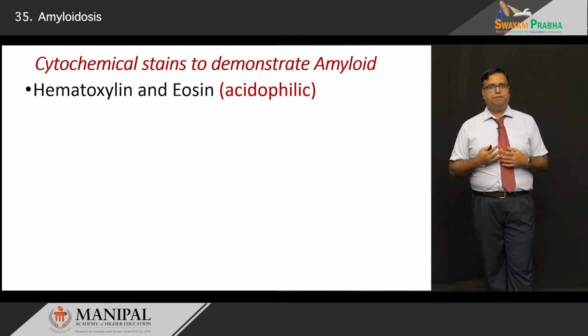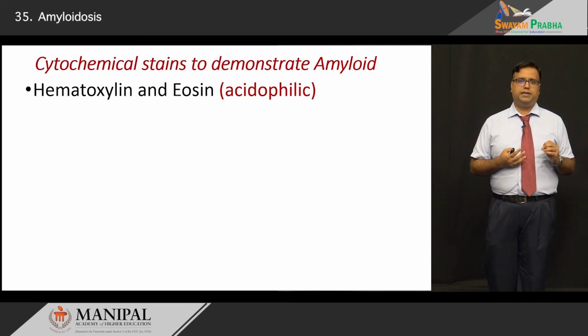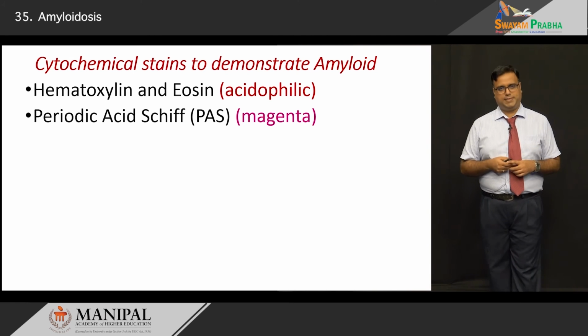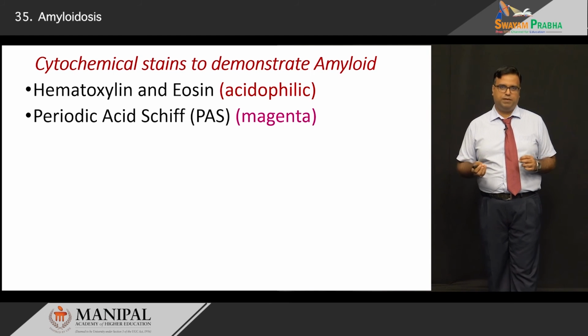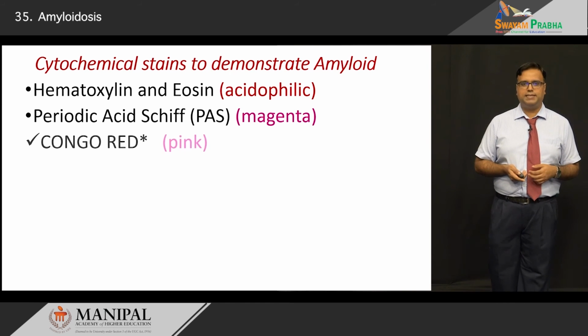Your first interface will be an H&E, hematoxylin and eosin. In hematoxylin and eosin they appear very acidophilic or eosinophilic in color, very pink masses. Do a PAS, what is called periodic acid Schiff, which of course stains glycogen. They appear very magenta pink in color because there is a component of glycosaminoglycans there.